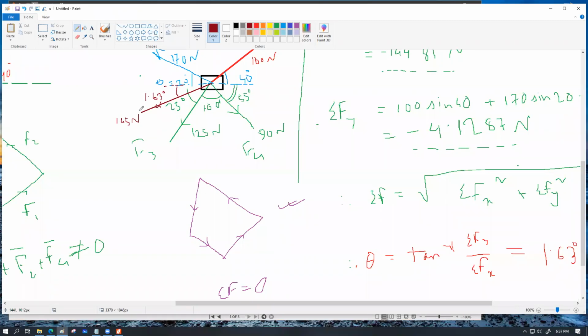Can I write that? North of west. Well, north of west would have been a correct description if northeast, southwest were given. Since it is not given, I cannot write that. So I should have said this: the resultant force of these forces is 145 Newton, which works at 1.63 degree with the horizontal, comma, downwards left.